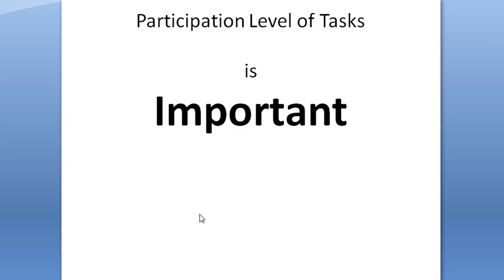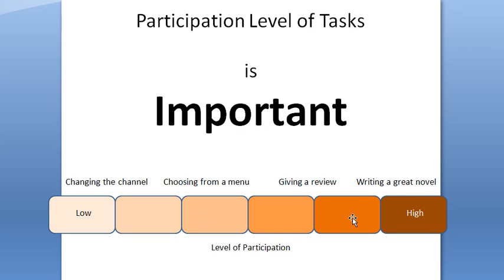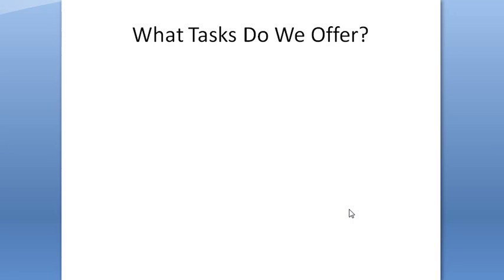Participation level of tasks is crucial. It's so important. If you haven't noticed, I've made the font super big to stress that. So we can think of participation as sort of a sliding scale, with a low participation task being something like changing the channel, whereas a high participation task could go all the way up to something like writing a great novel.